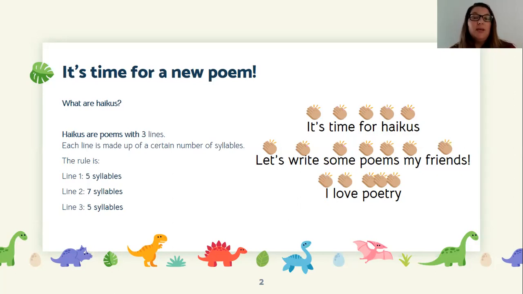The example on my screen is, "It's time for haikus." That's 5. "Let's write some poems, my friends." Actually, it should be "Let us write some poems, my friends." There you go, that's 7. And then the last one, "I love poetry." That's 5. So you are going to be writing your own poem today.